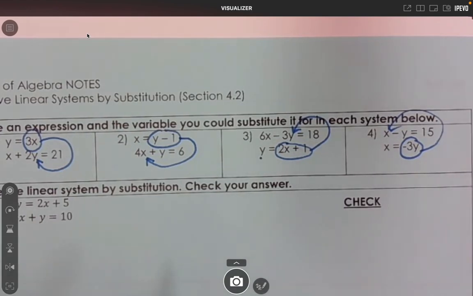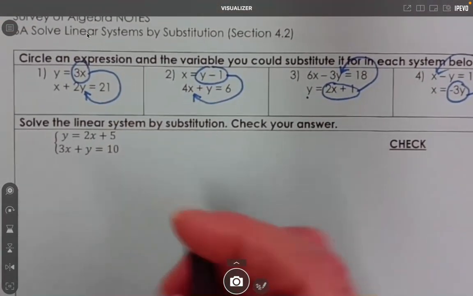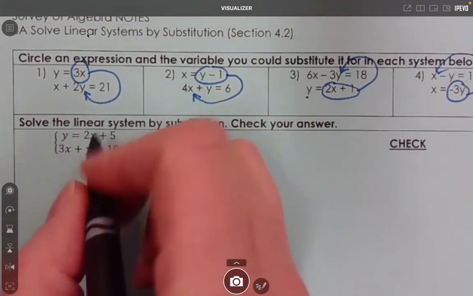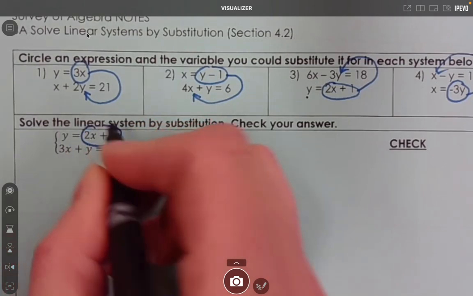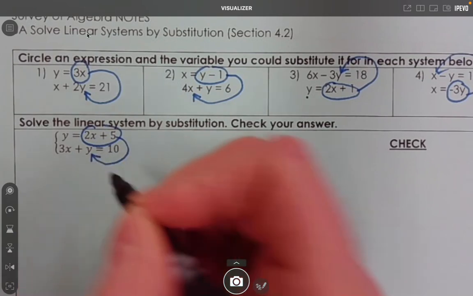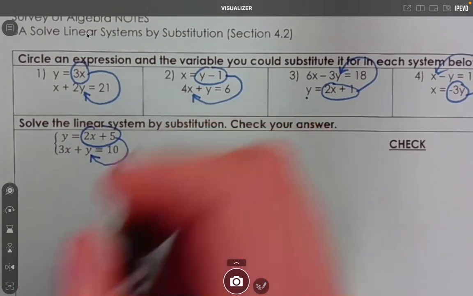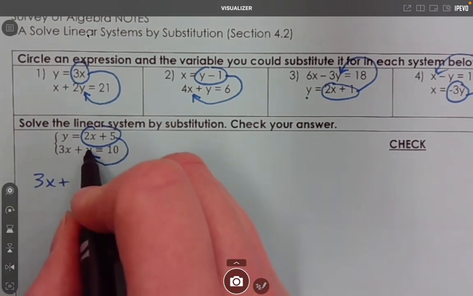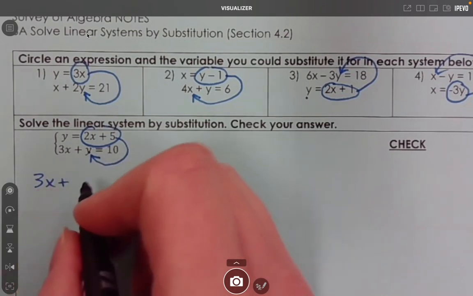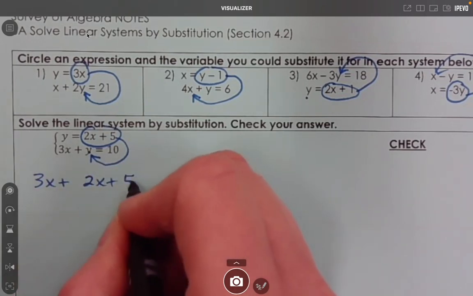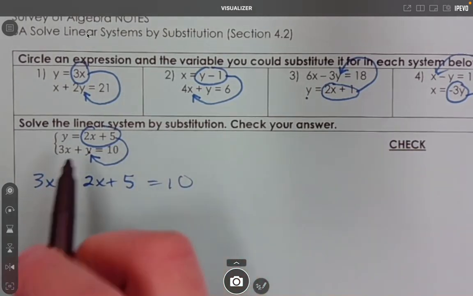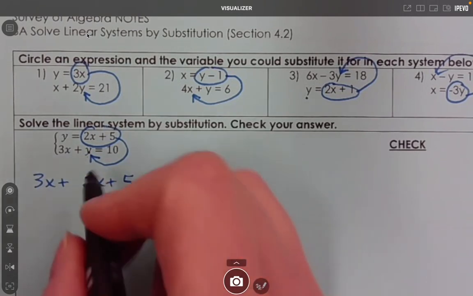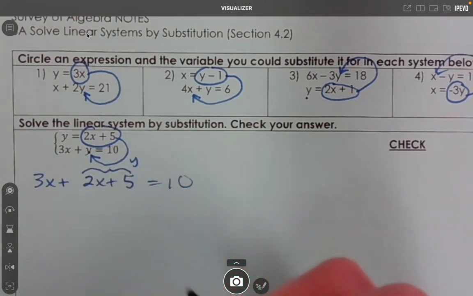Now we're going to actually work it out and do the math. For the first one, first I want to figure out what I'm going to substitute. If I have y equals 2x plus 5, let's circle the 2x plus 5, and we're going to substitute that for y. Then I want to write down that equation. Instead of 3x plus y equals 10, instead of the y I'm going to write down the expression I am substituting, the 2x plus 5, and then equals 10. So if you look above, instead of 3x plus y equals 10, I have 3x plus 2x plus 5 equals 10, because all of this stuff right here is equal to y.